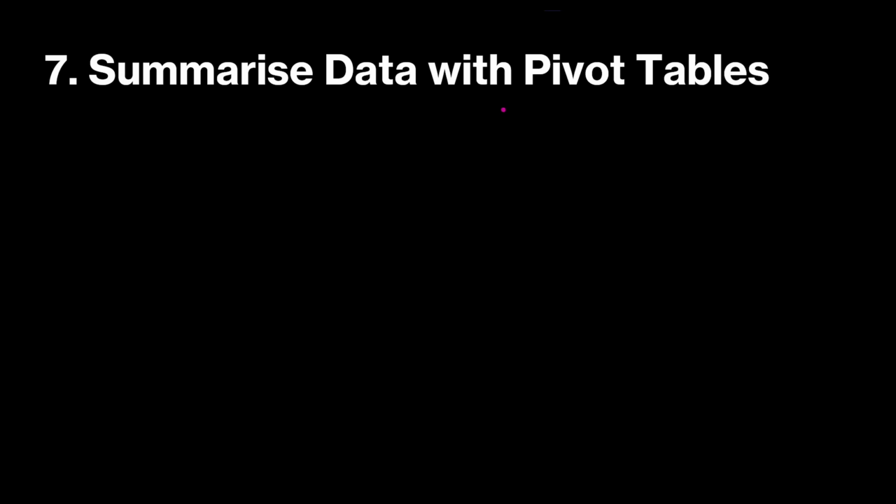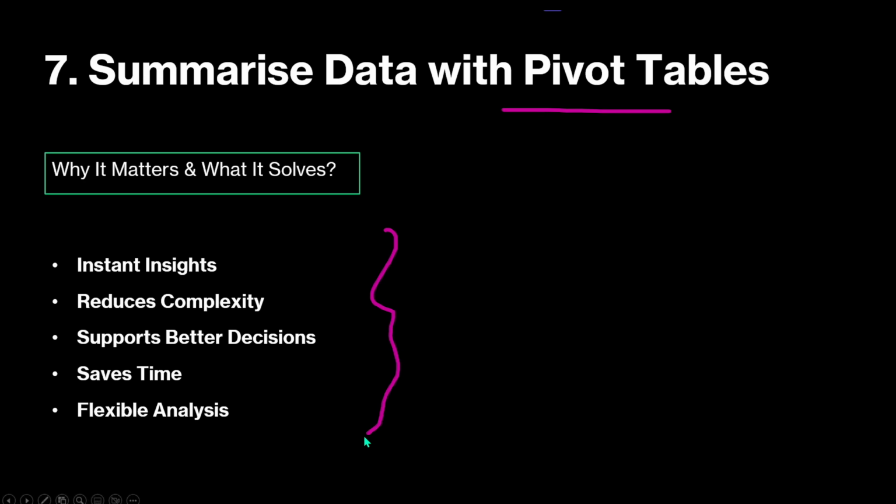All right, the next feature is pivot tables. How can you use Copilot to create pivot tables for you? This feature will help you to turn raw data into clear summaries without manually grouping or filtering. So you don't need to remember the pivot table steps. You just describe what you need and Copilot will do that for you.